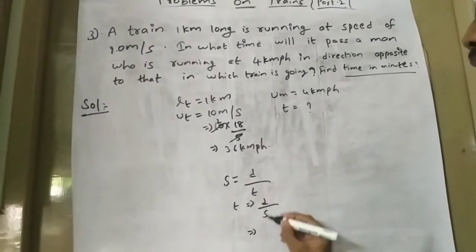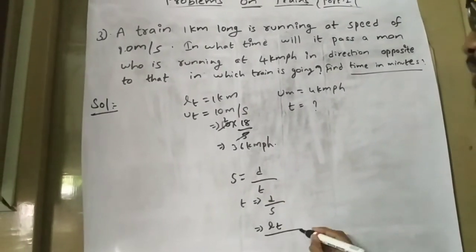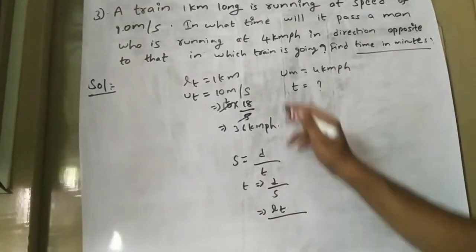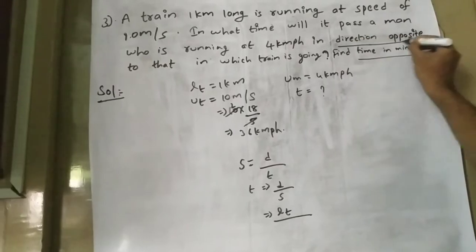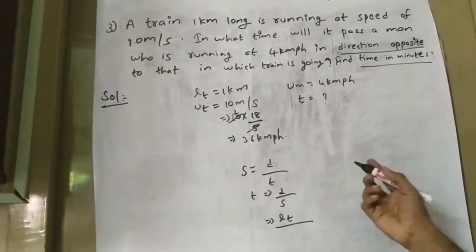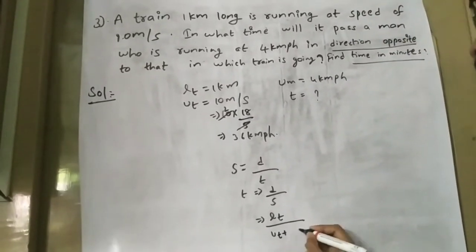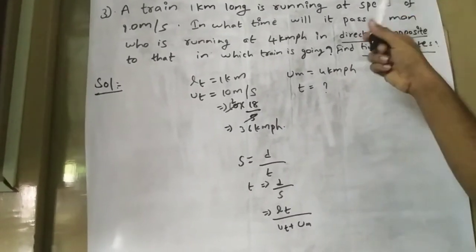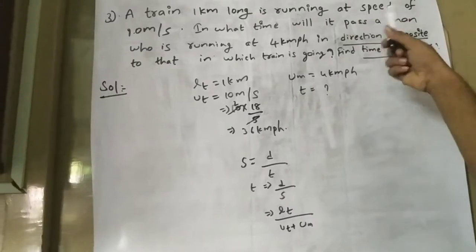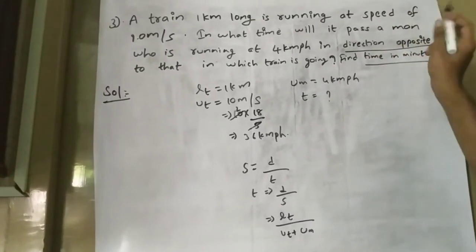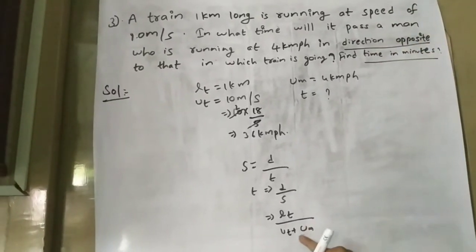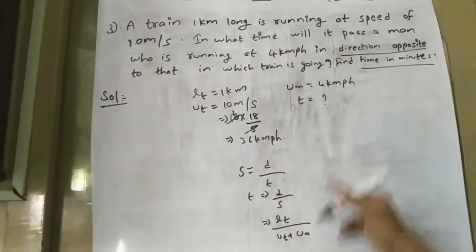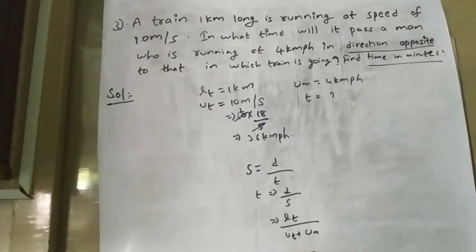So the total distance covered will be the length of the train, because we can neglect the length of the man, and as they are moving in the opposite direction, we should sum up the speeds, that is Ut plus Um. In the part 1 video, we saw this type of problems where the man is stationary, so we did not consider Um. But here the man is running at a speed of 4 km per hour, so we are considering Um here.